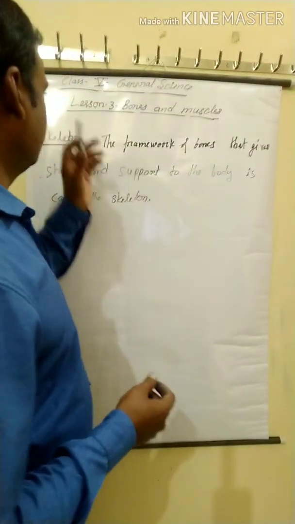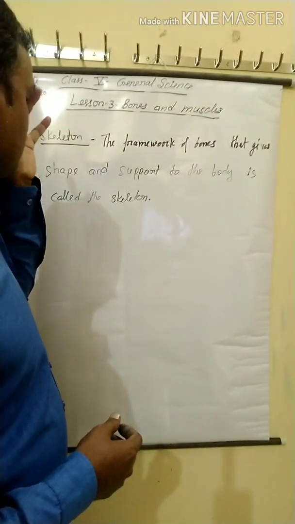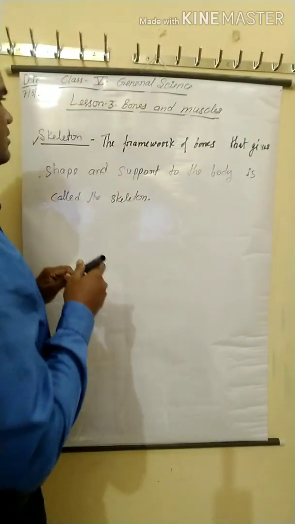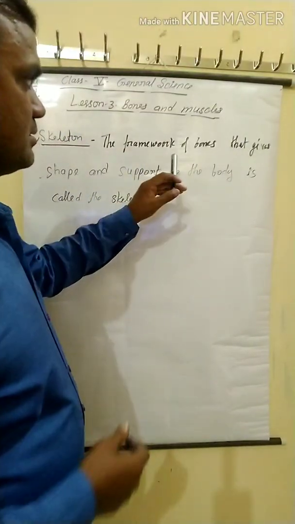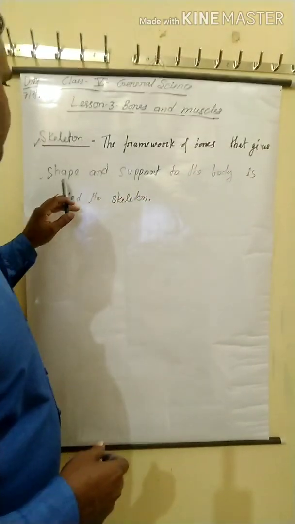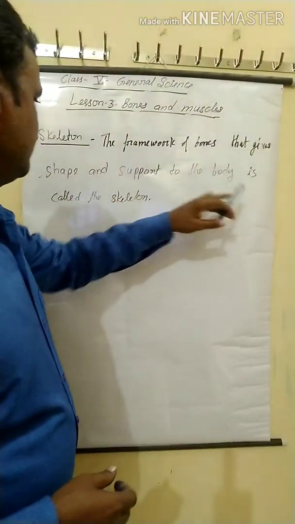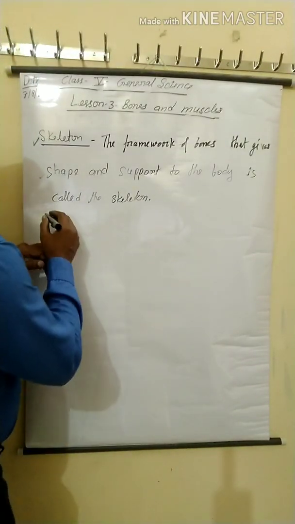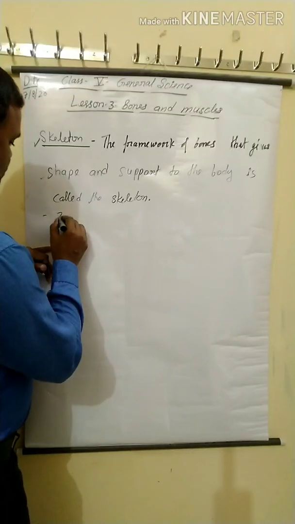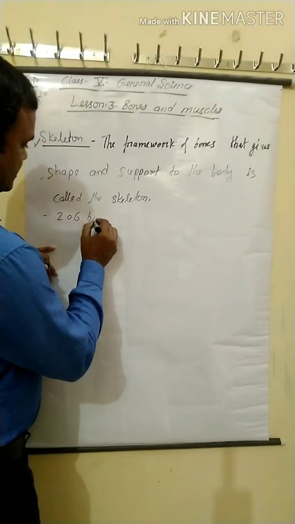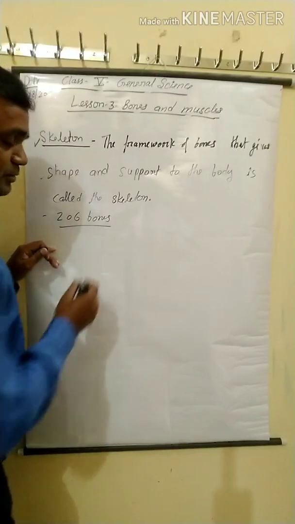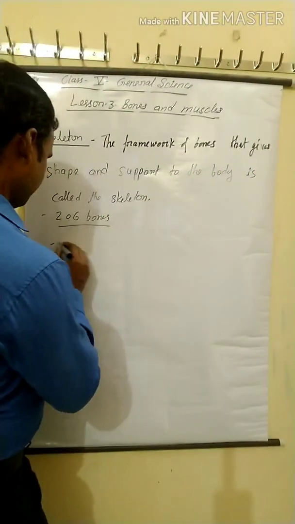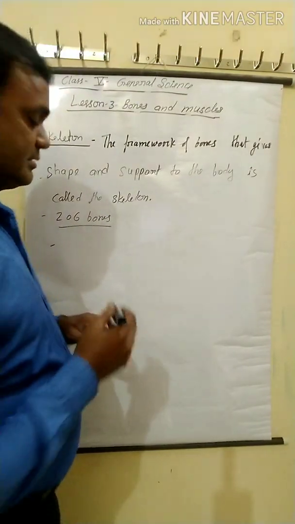Okay, see here, lesson 3, bones and muscles. First topic is the skeleton. What is a skeleton? The framework of bones that gives shape and support to the body is called the skeleton. In the adult human body, 206 bones are found. How many bones? 206 bones. Bones are made up of living cells and minerals.